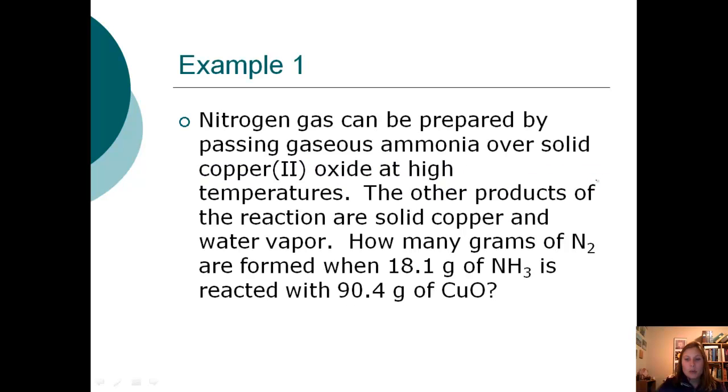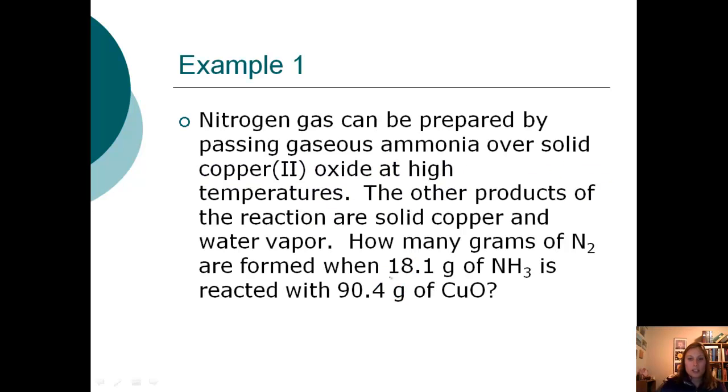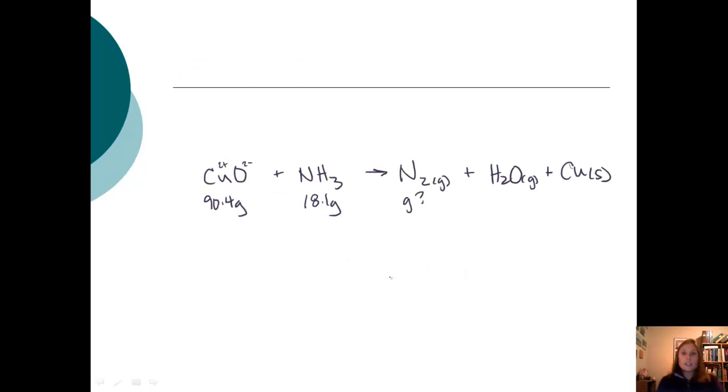Okay, and let's see. We've got 18.1 grams of NH3 and 90.4 grams of CuO. So 18.1 and what did we say? 90.4. And we want to know how much nitrogen gas, right? How many grams of N2 are formed? Okay, so we've got everything written.